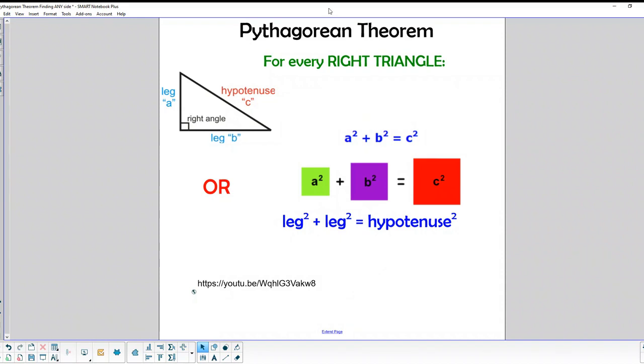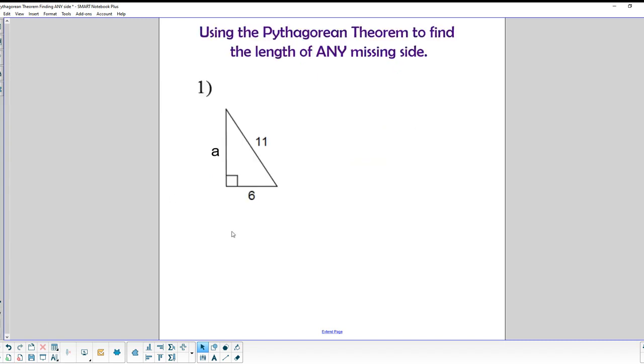Today we're going to continue to talk about the Pythagorean theorem. In our last video, we emphasized that if you know both of the legs, A and B, you can find the hypotenuse using a simple formula: A squared plus B squared equals C squared, or the leg squared plus leg squared equals the hypotenuse squared. But what happens if you already know the hypotenuse and you're missing one of the legs? That's what we're going to emphasize today.